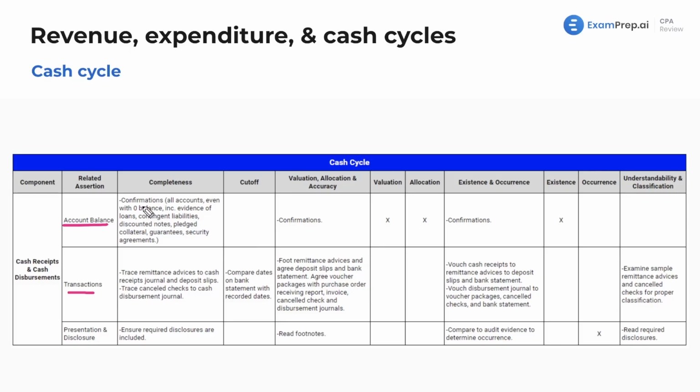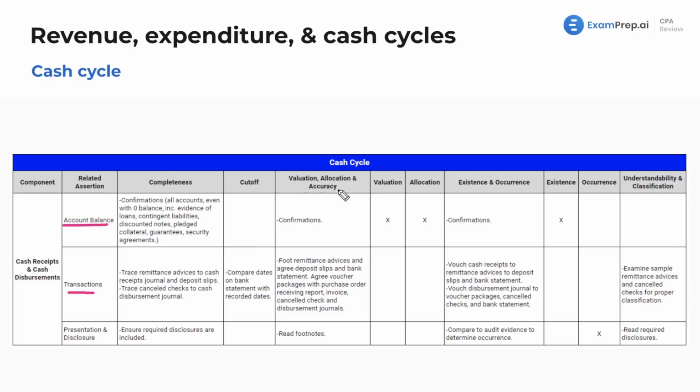Dealing with completeness, we want to send confirmations similar to accounts receivable. As I mentioned, we are going to send out these confirmations to the banks, make sure we understand how much cash is in the account and make sure it's complete. We're not going to worry about cutoff when it comes to account balance, but you see here the difference. We worry about cutoff as it relates to transactional assertions.